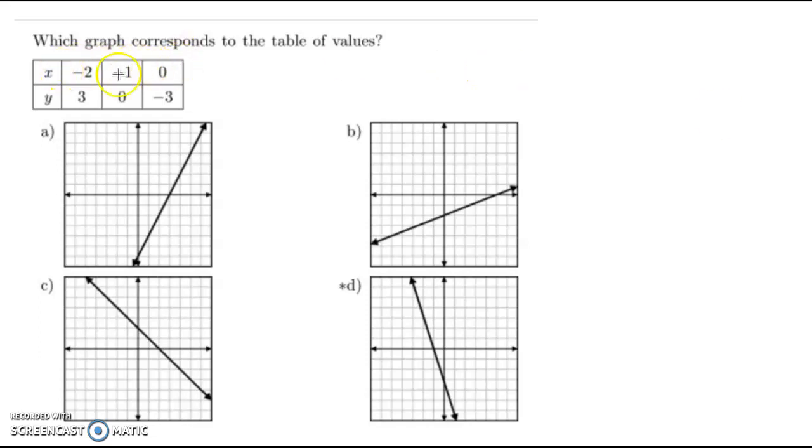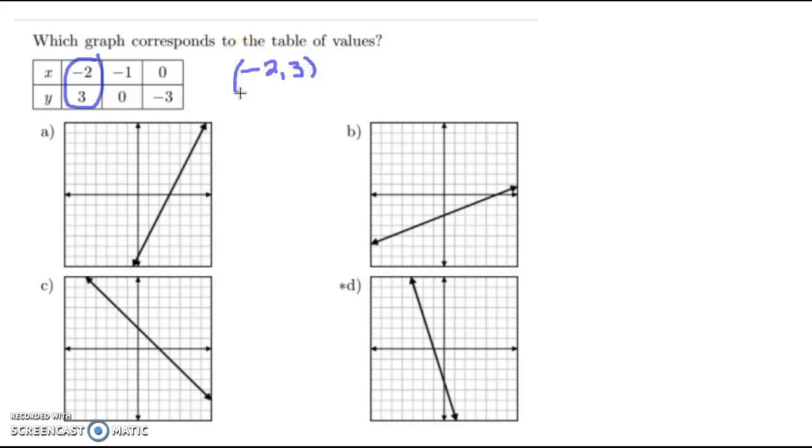Well, just because this table is written horizontally doesn't mean that the x and y values change in any way. So if I look here, my x value is -2, my y value is 3. So that could be written as the ordered pair (-2, 3), just like in a vertical table.